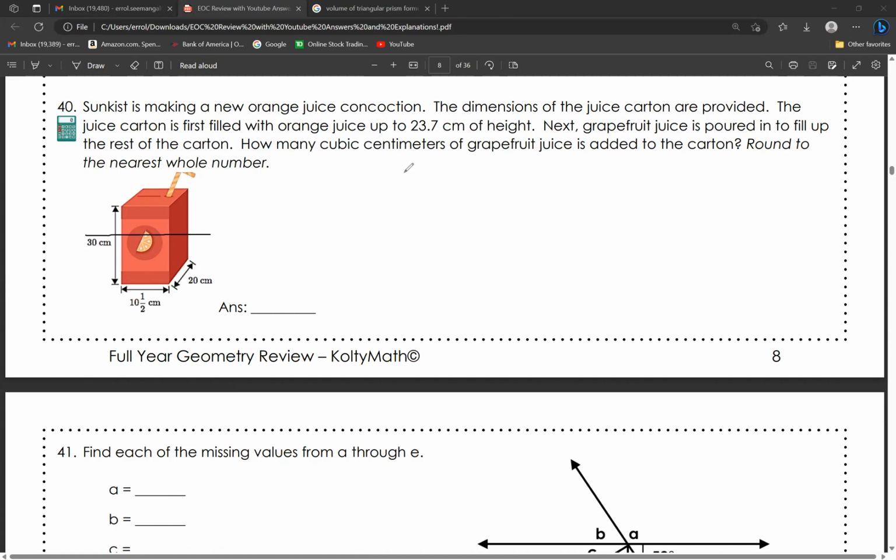All right, so there's our shape. That's the entire box, but they're filling up the box with orange juice first. Next, they're putting in grape juice. So what do they want? How many cubic centimeters of grape juice is added to the carton? That'd just be 30 minus 23.7. What's 30 minus 23.7? 6.3.